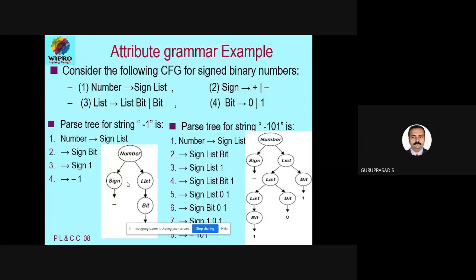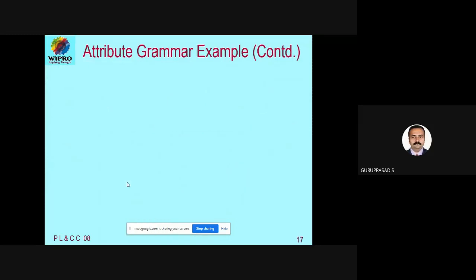See the parse tree. Number produces sign list, list produces list bit. Again, list produces list bit. Finally, the list produces bit. So we are able to derive -101. This is one part of the story, that is, we are able to derive the string. This is as simple as that. You have done it many times, even in your earlier semester. Fine. Okay. Now proceeding further.